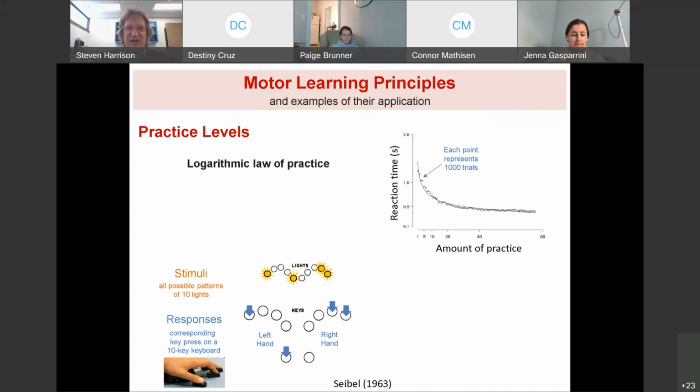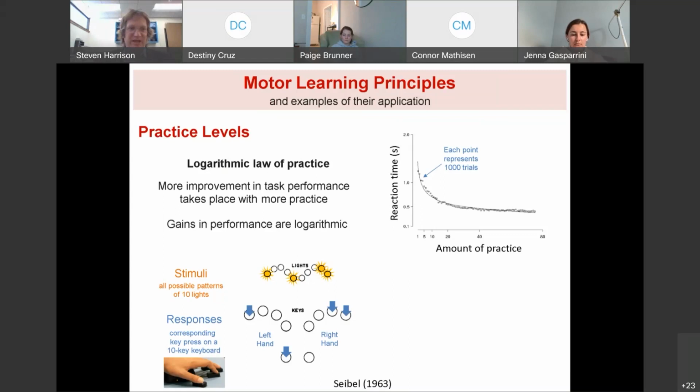Okay, so one of the things that we can take away from this type of experiment is what's called the logarithmic law of practice. And what we learn from the logarithmic law of practice is we begin to learn something about the nature of the relationship between the level of performance you're achieving and the amount of practice that you're engaging in. So the most basic thing that we see is that task performance improves with more practice. You practice more, you're gonna keep getting better.